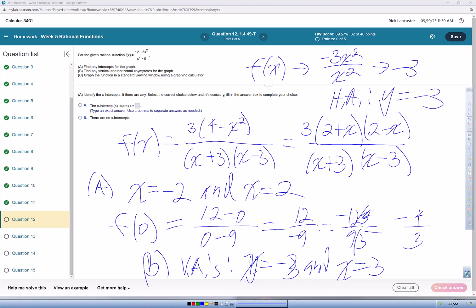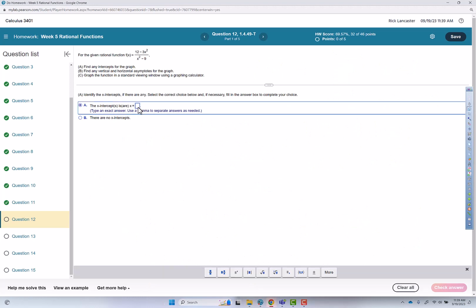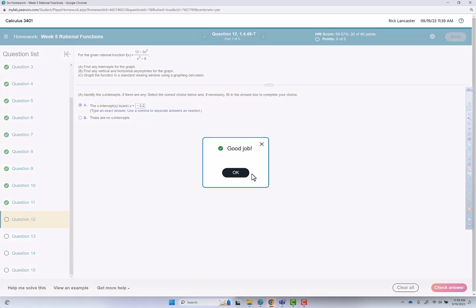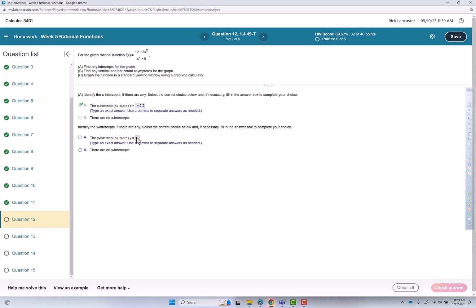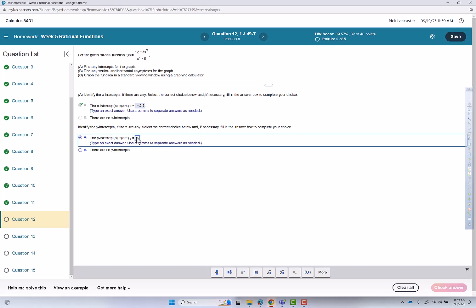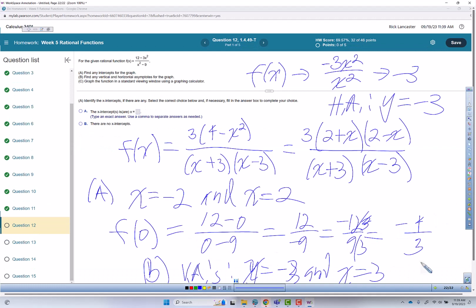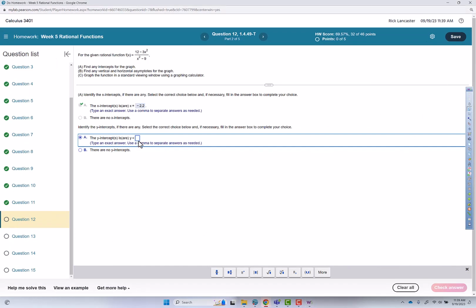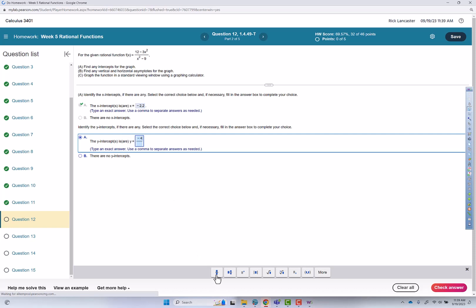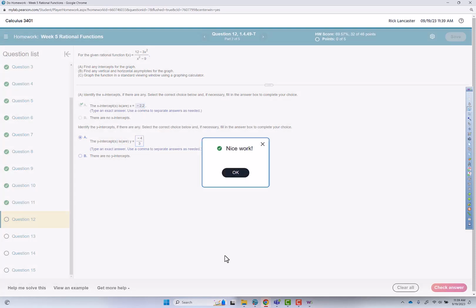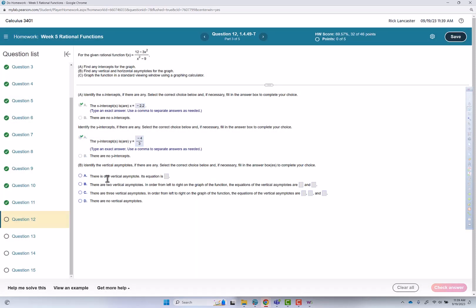Graph the function in a standard viewing window using a graphing calculator. So we'll go put the first answers in, and then we'll graph it. So x equals -2, 2. Check answer. Good job. The y-intercept is, forgot it. Y-intercept is -4 thirds. Fraction, -4 over 3. Check answer. Nice work.